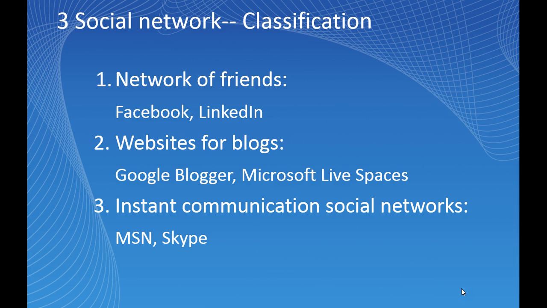Before doing the project, the program, I want to classify the social networks. Firstly, the friend networks. We can see Facebook and LinkedIn. Second, websites for blogs. Usually we use maybe Google Blogger, Microsoft Live Spaces. And thirdly, instant communication social networks like MSN, Skype. And if you are in China, you maybe know QQ, it's very popular and has many users. Every Chinese has a QQ number.